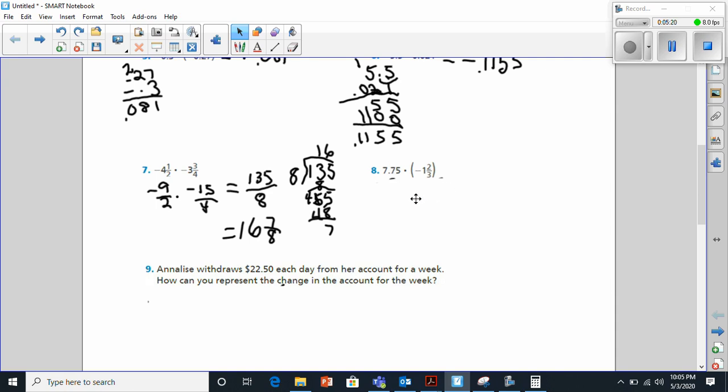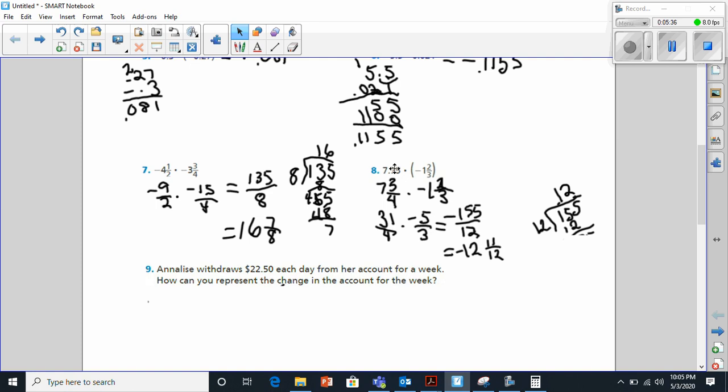Next one, number 8. Number 8, we have a mixed number with a decimal. So we're going to first turn this decimal into a fraction. And if I turn it into a fraction, I realize this is 7 3/4. So now we're going to take 7 3/4 times negative 1 2/3. Well, when I do this, I realize that I have a mixed number. 4 times 7 is 28. 28 plus 3 is 31. So this is really 31 over 4. And 3 times 1 is 3, plus 2 is 5.